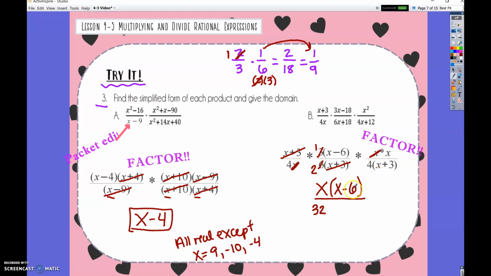And then I would have this x plus 3 left. So it didn't reduce quite as nicely as the first one. Again, back to our domain restrictions. x could just not be 0 from here. It could not be negative 3 from the middle fraction, and it could not be negative 3 from the second or third fraction. So those would be our only domain restrictions.